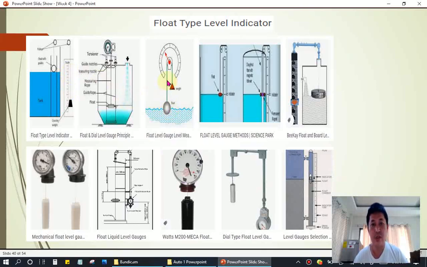So you have a float inside the tank here, and you can read the level here. There is a cable inside here, the connection to your float and to your level gauge. So these are examples of float type level indicator.